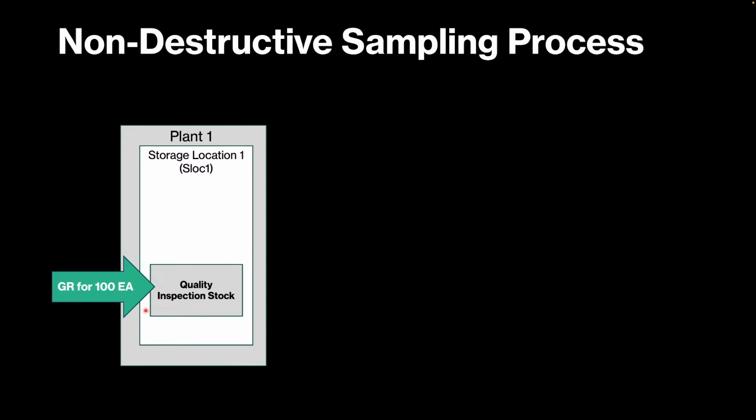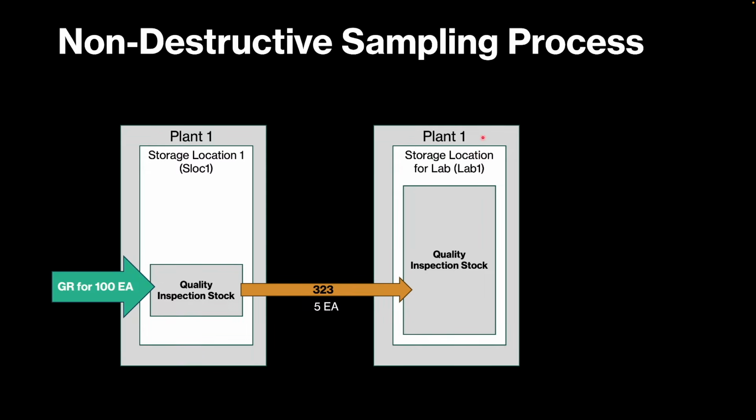Okay, so let's see. Now under the same plant, you have a storage location which is designated for your QC lab. Let's say that you give it the name Lab 1, and then you will transfer the sample quantity from your SLOC1 to this storage location Lab 1. So you can see here 5 quantity we have transferred from quality inspection stock of SLOC1 to quality inspection stock of Lab 1. The movement type which is used here is 323.